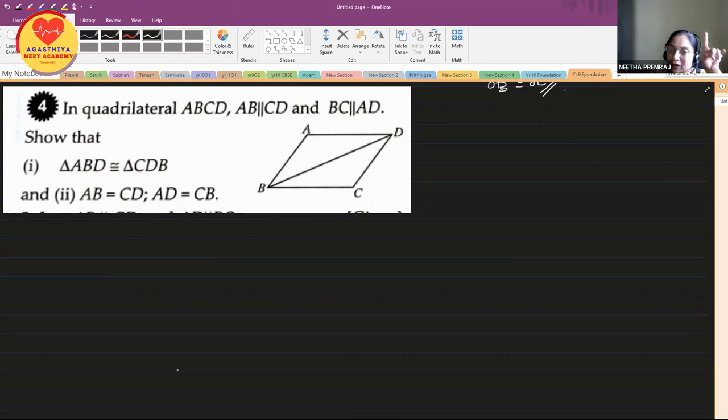Parallelogram is a quadrilateral. Kite is a quadrilateral, isn't it? Any four-sided figure is a quadrilateral. That's it. So here it is given ABCD is a quadrilateral.